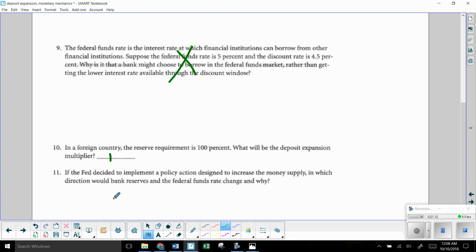The last thing here, what would the Fed want to do if they want to increase the money supply? They are going to increase reserves in the banking system. This is very difficult to draw in a way that makes me feel good. And then that will cause the federal funds rate to decrease. And the big idea is they're increasing the money supply in order to push down interest rates, including the federal funds rate, which causes more investment and more interest-sensitive consumption.